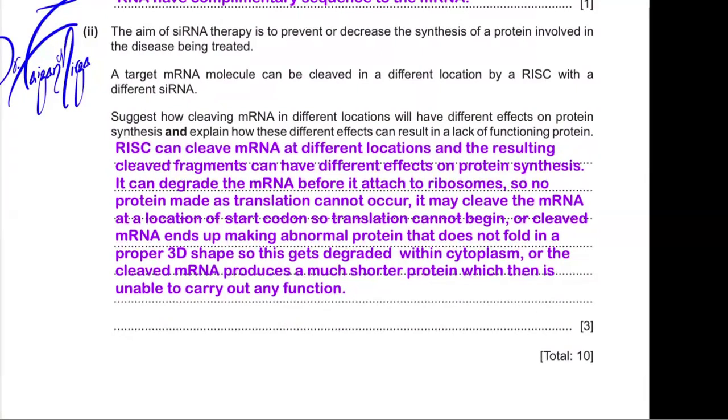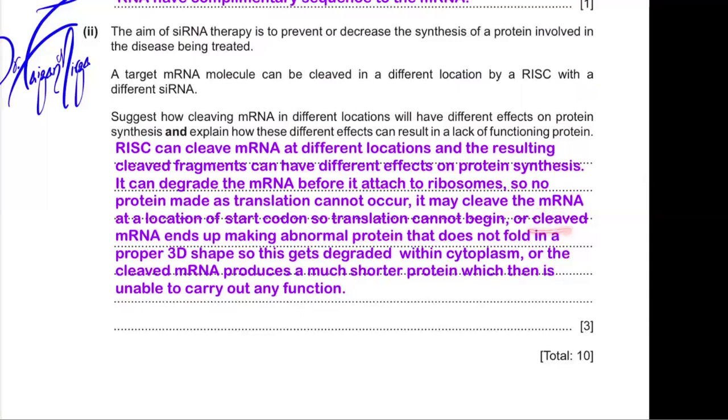So if RISC cleaves the mRNA at different locations, resulting in cleaved fragments, they can have different effects on protein synthesis. How? It can degrade the mRNA before it attaches to ribosomes, so the protein will just not be translated. It just will not be made. It may cleave the mRNA at the location of the start codon, and then the translation will just not begin.